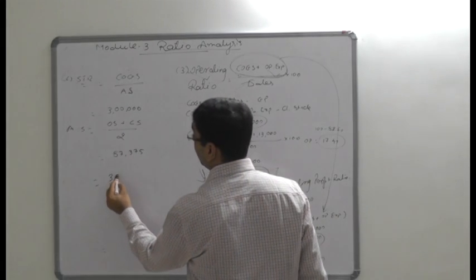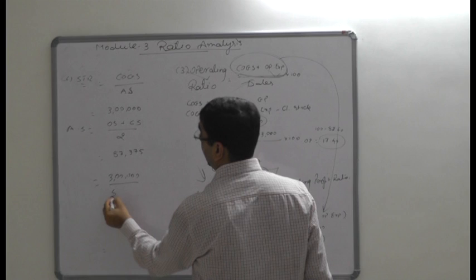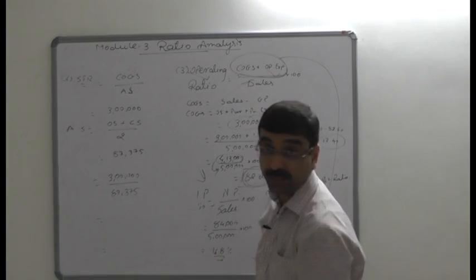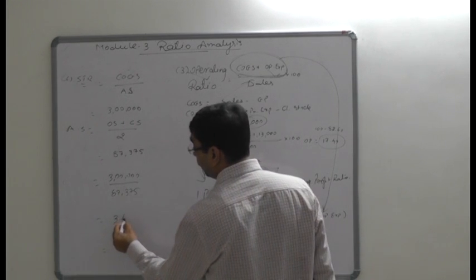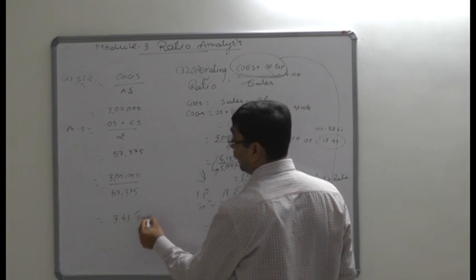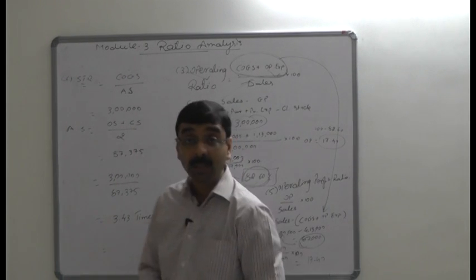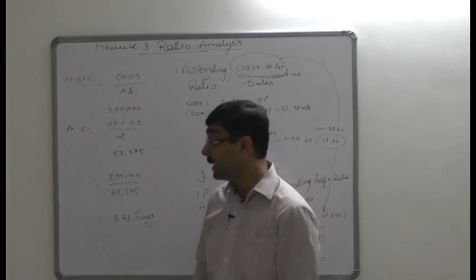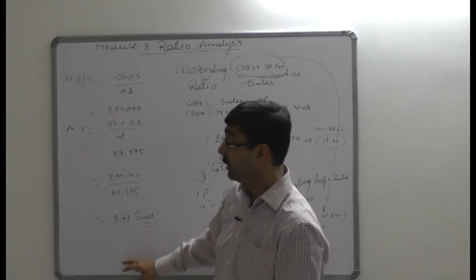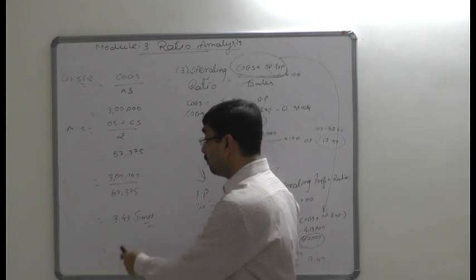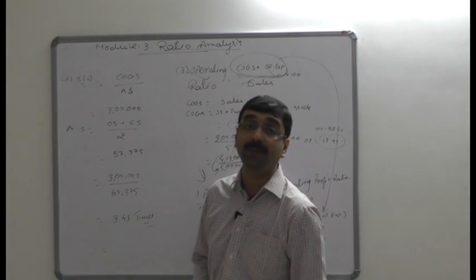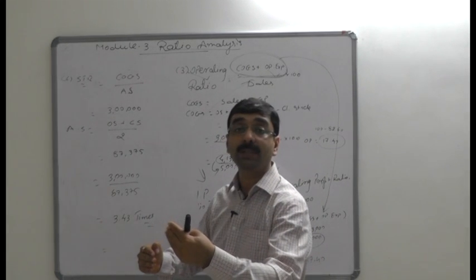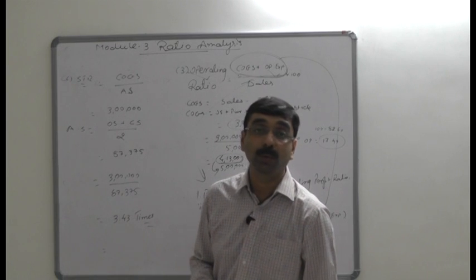Then 3 lakh divided by 87,375, the answer would be around 3.43 times. As I mentioned, the stock turnover ratio is always found in times. What does it actually show, and what is the analysis of this? The company has almost 3.5 times stock turnover in a year. That means the company rotates its stock in the year very close to 3.5 times.